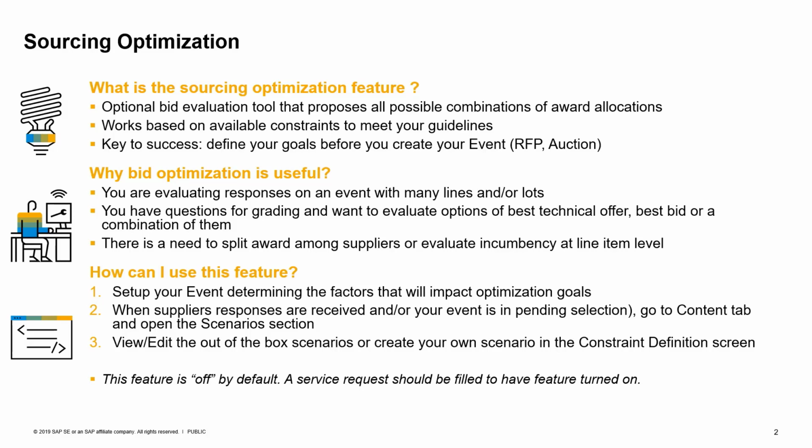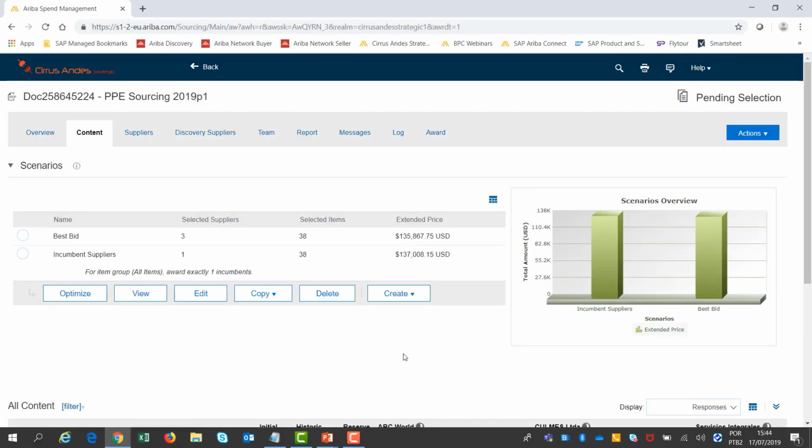Actually, this feature is off by default. Several requests should be filled to have the feature turned on for your environment. Let's log into SAP Ariba and look at an example of optimization. Here, you have an event in pending selection status. The content tab shows both the supplier detail bids and two scenarios previously created for this demonstration.